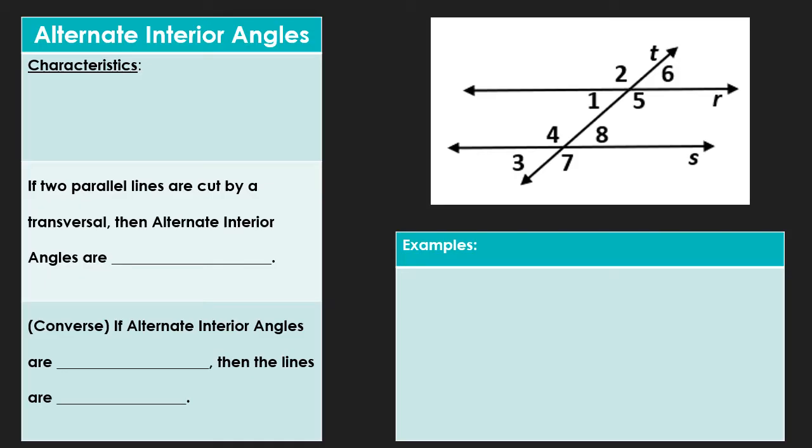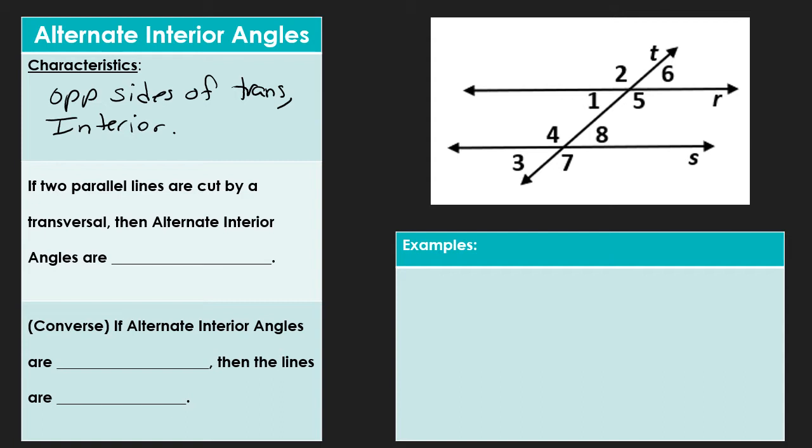Okay, so alternate interior angles. This is about the third time we've covered this, so hopefully it's getting easier and easier. The characteristics of alternate interior angles: they are on opposite sides of the transversal, and they are interior. Now, we have not necessarily talked about what if the lines are parallel. So, if two lines are parallel and they are cut by a transversal, then alternate interior angles are what?